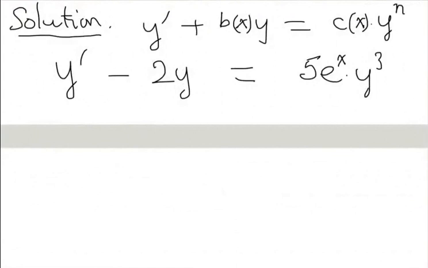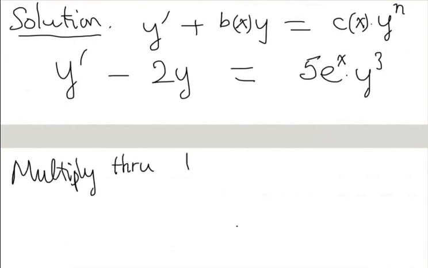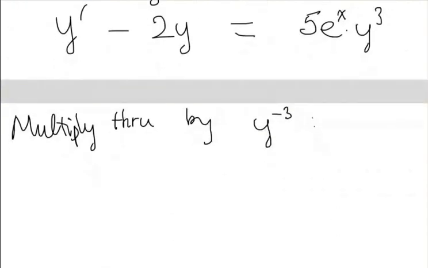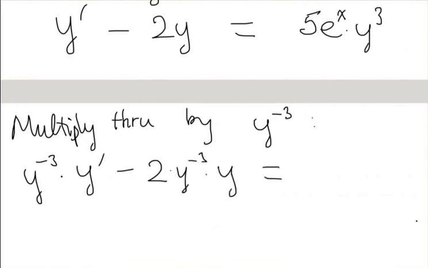Next, we will try to get rid of the factor y cubed here by multiplying through by y to the negative 3. Doing so, on the left-hand side, we have y to the negative 3 times y prime, and then minus 2 times y to the negative 3, and we have a factor y already there. On the right-hand side, we don't have any y.